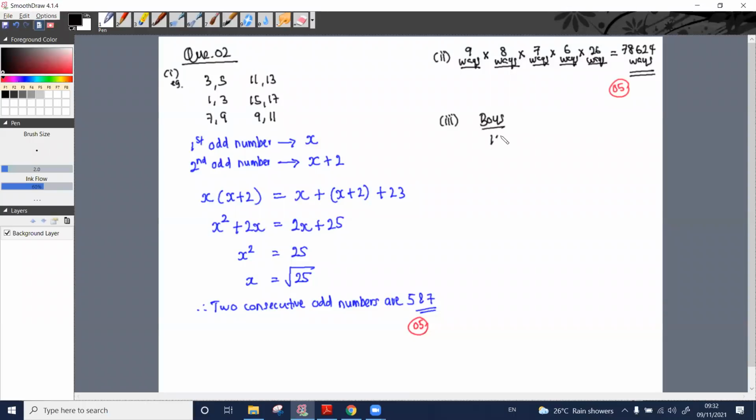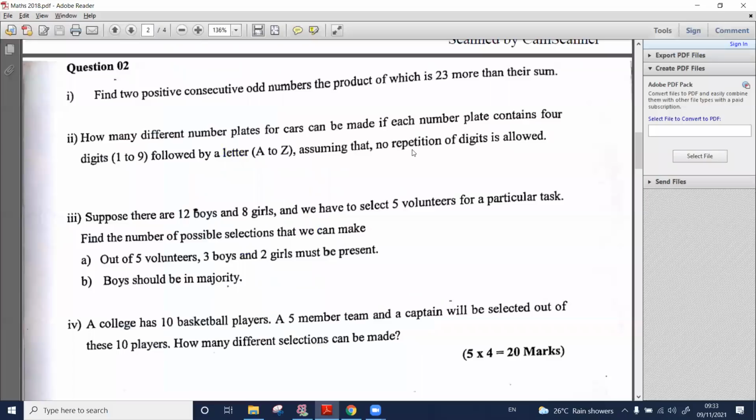There are 12 boys and 8 girls. From this, we need to form a volunteer group of 5. Part A. Out of 5 volunteers, 3 boys and 2 girls must be present.